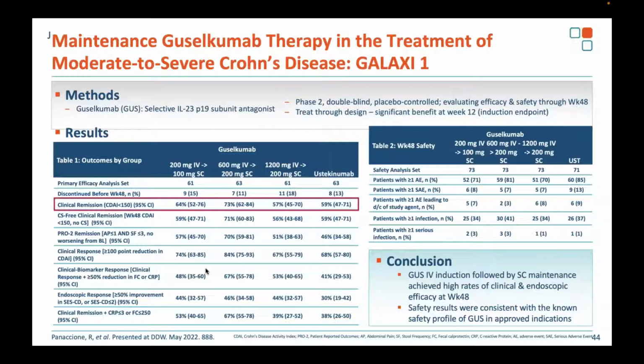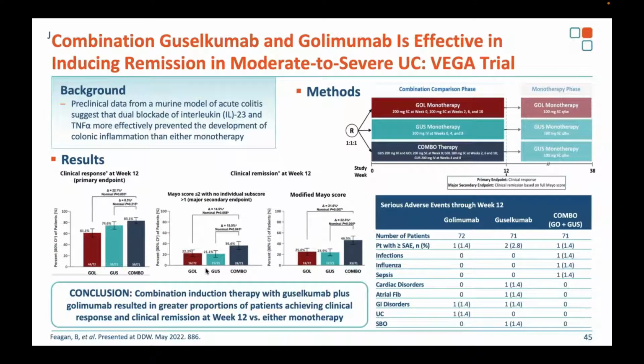And obviously, we need to wait for the results of the SEQUENCE trial, which is the AbbVie head-to-head risankizumab versus ustekinumab in Crohn's disease trial. The final abstract that I'm going to present in this section, I think, is one of the first of the combo trials.